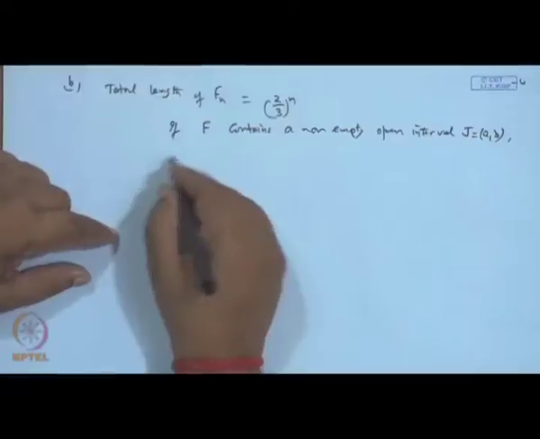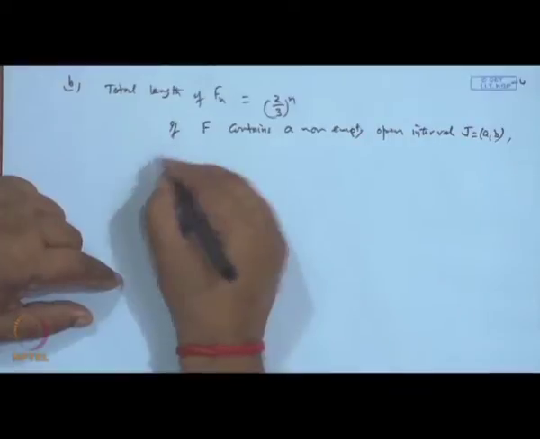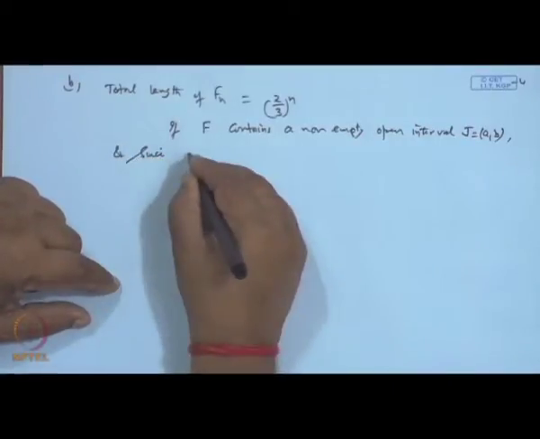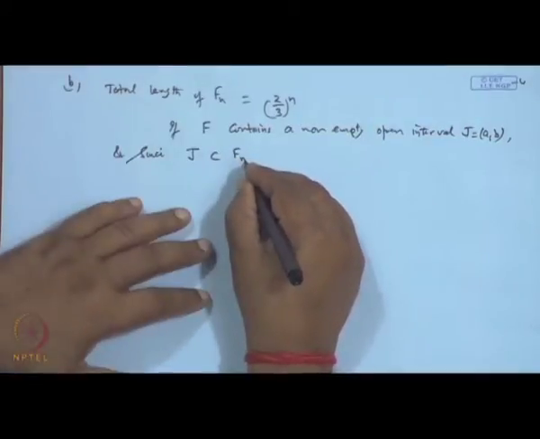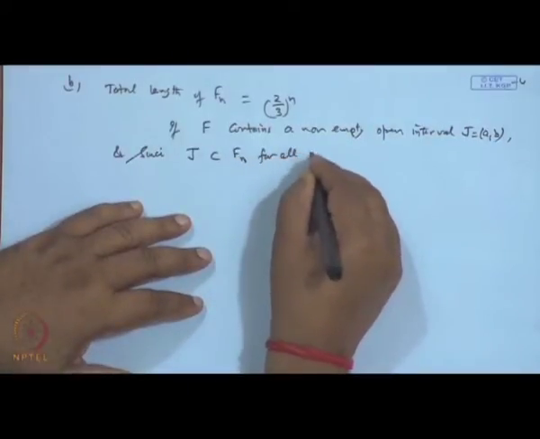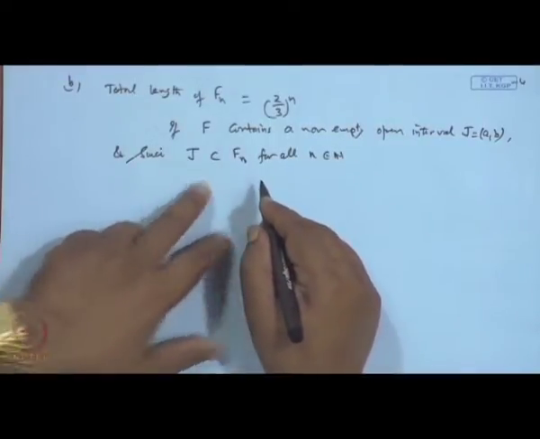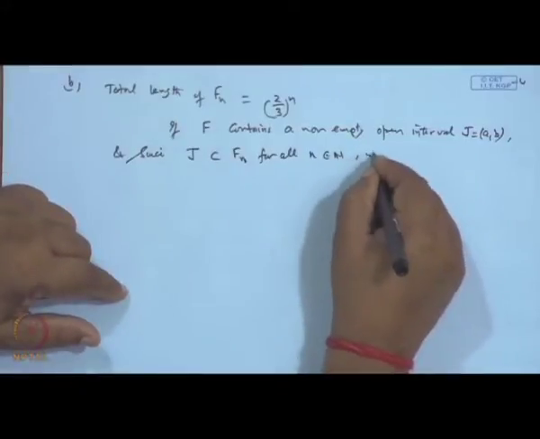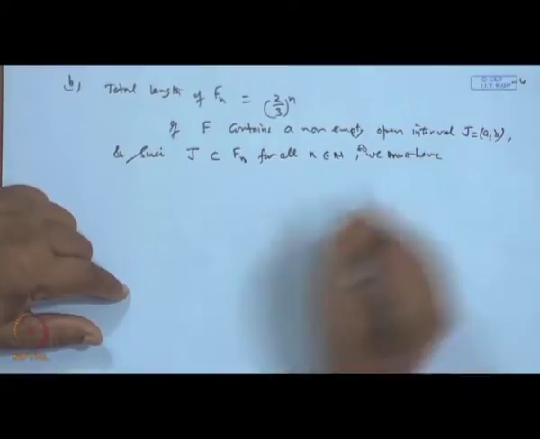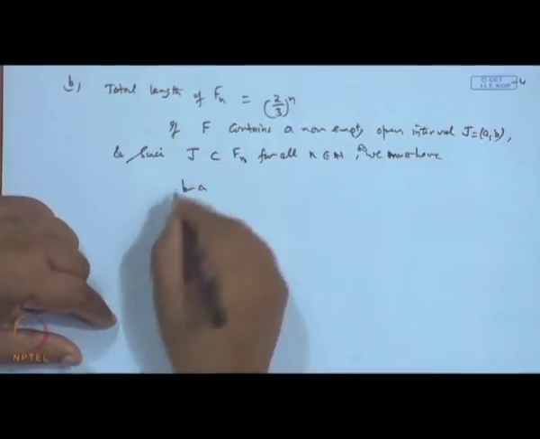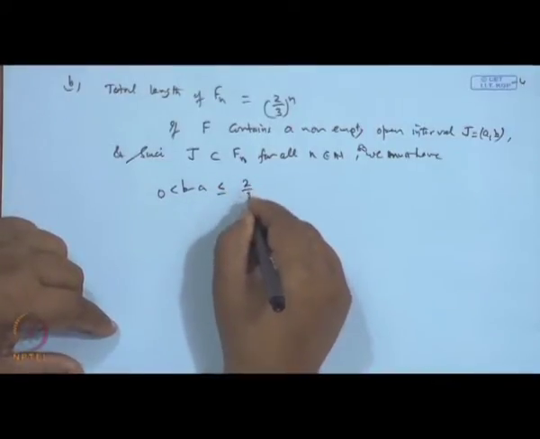So, basically we say this interval (a, b). Since J, which is this open interval, is contained in F_n for all n, this is true, is it not? For all n, J is contained in this. So we must have the length of this, which is b minus a, which is positive, must be less than or equal to the length of this F_n.